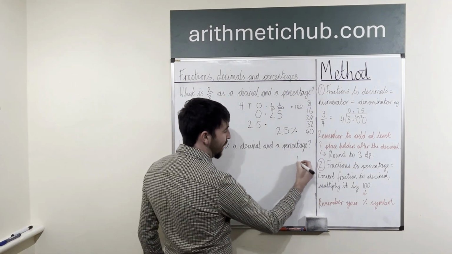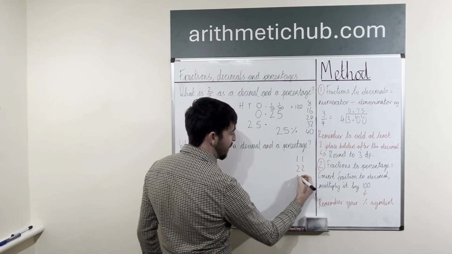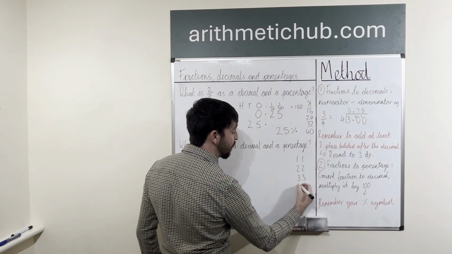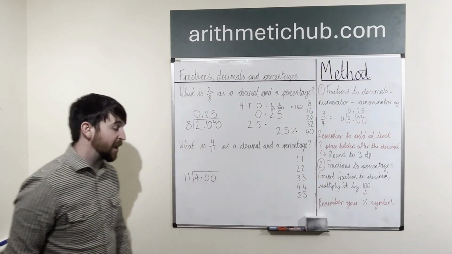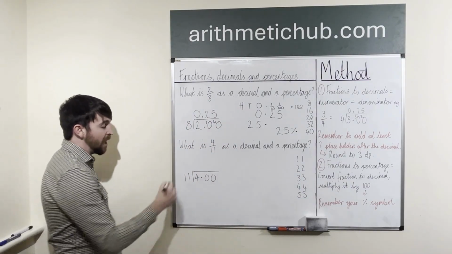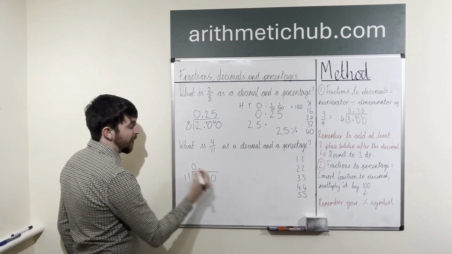I could put my 11 times tables down if I needed to. We know the 11 times tables has a really easy pattern to follow, doesn't it? So I'll put it down for now. We might come back to it later, okay? How many times does 11 go into 4? It can't, can it? So I need to line my decimal point up and I need to carry.